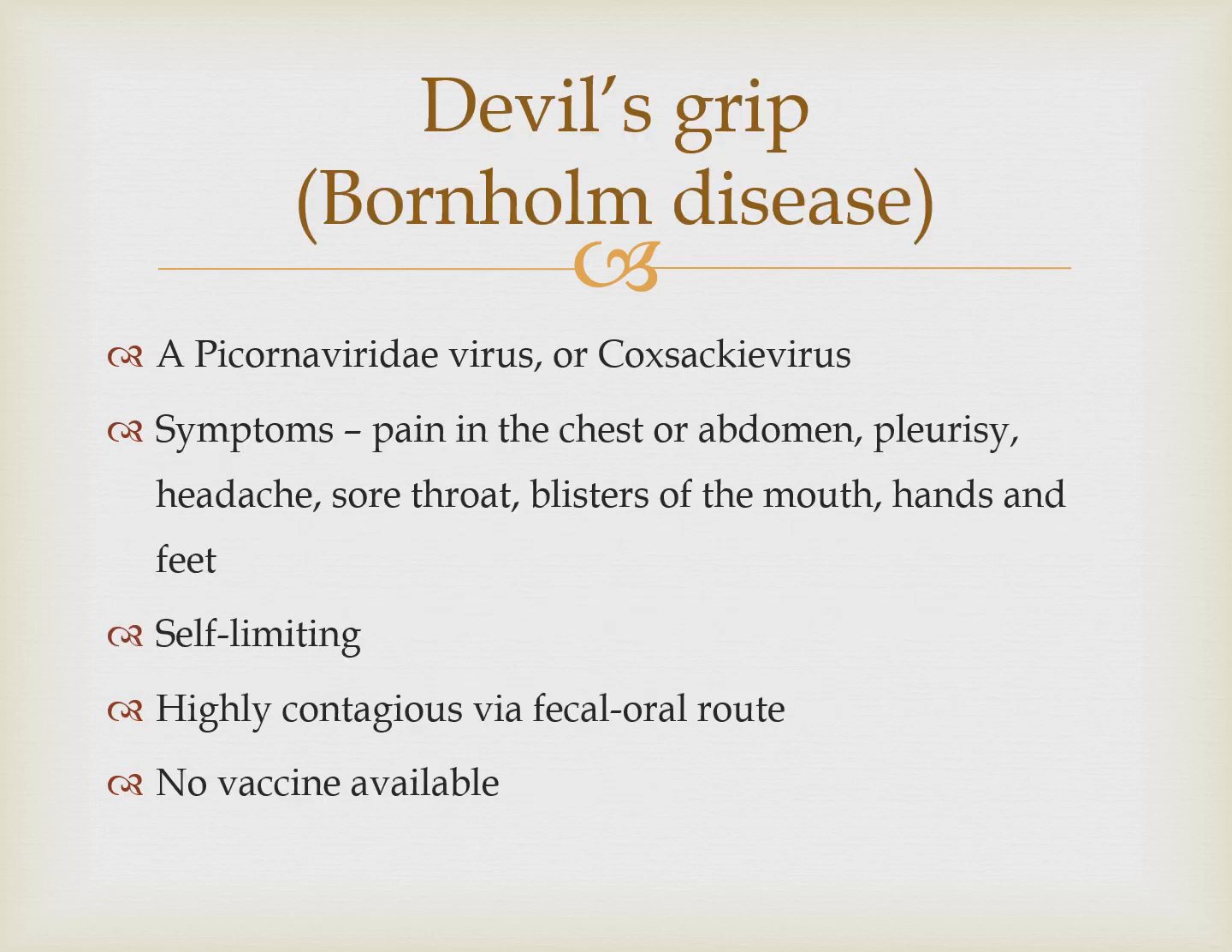Now this one sounds very ominous. This is devil's grip disease or Bornholm disease, also known as pleurodynia, named after the Danish island of Bornholm. Okay, this is a picornavirus or a Coxsackie virus, and the symptoms would be pain in the chest or abdomen, pleurisy, headache, sore throat, blisters of the mouth, hands, and feet. It is self-limiting. Usually within a week or so you're starting to feel better.